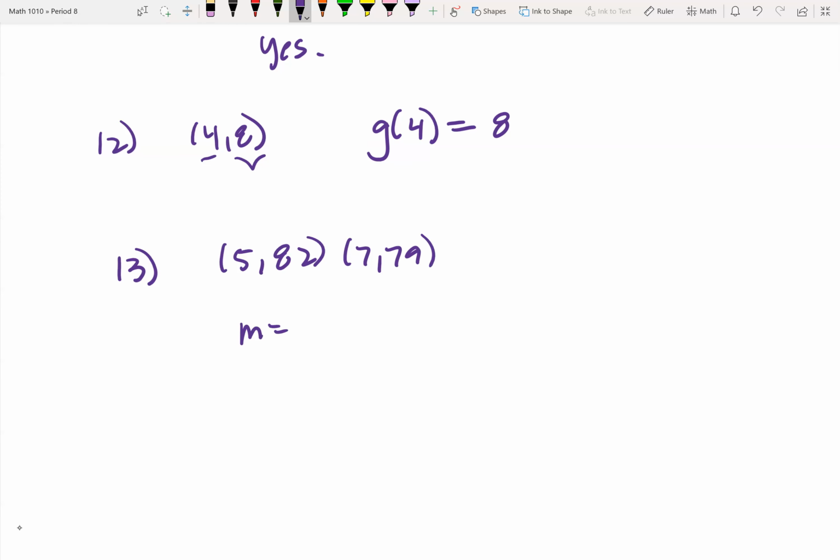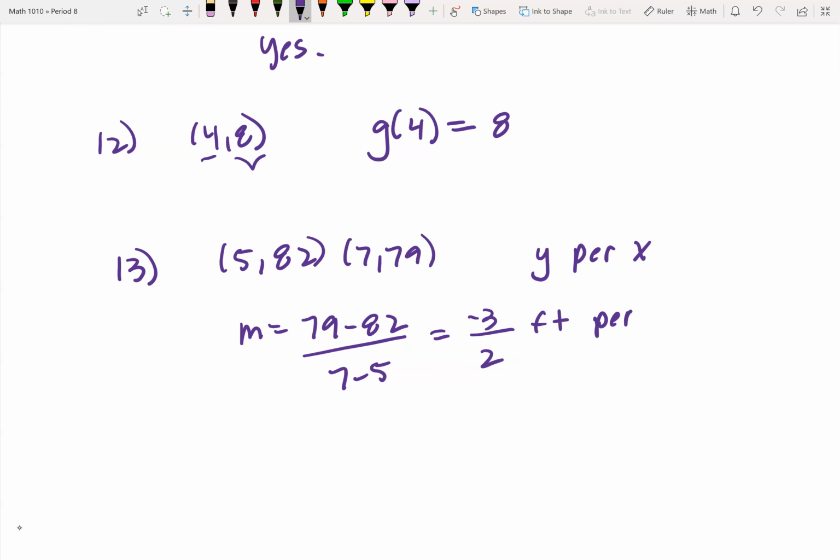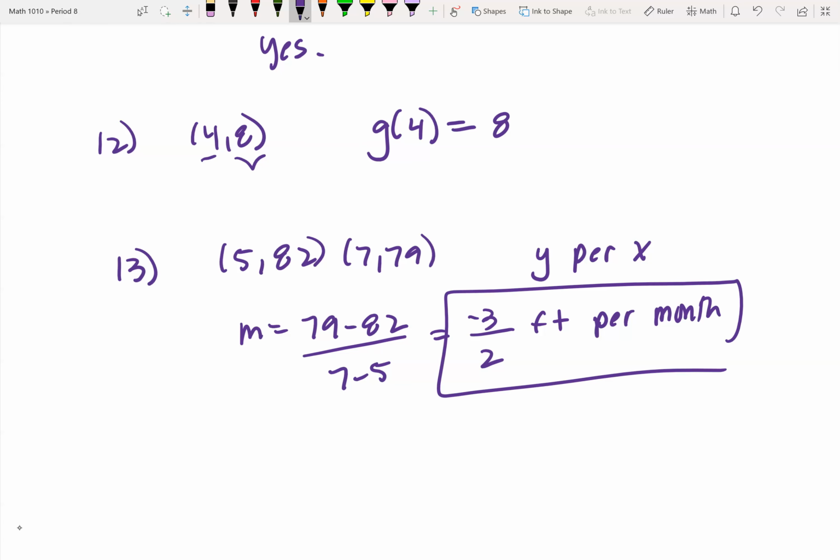So you're finding the slope. So you go 79 minus 82 over 7 minus 5. So that's a negative 3 over 2. So there's your slope. They want a unit of measure. So it's always y per x. So look at the y. So it would be feet per month, where month is your x. So please make sure you label that.